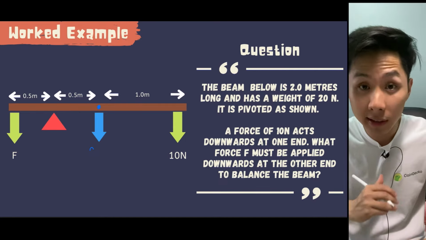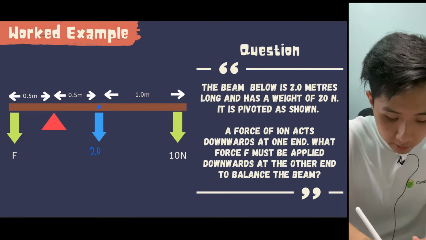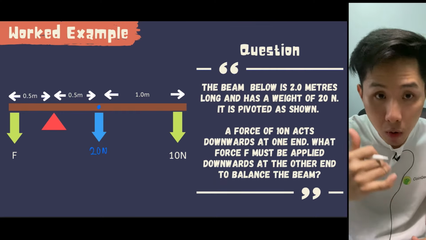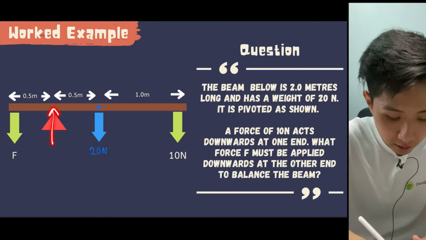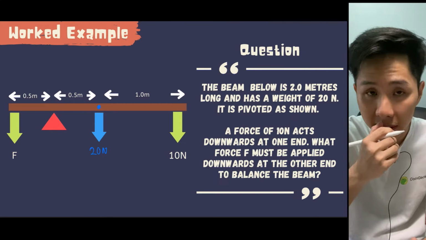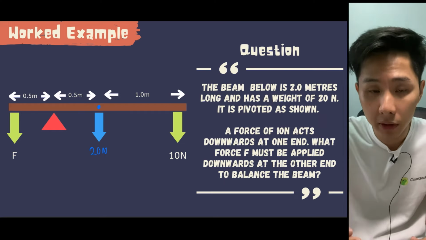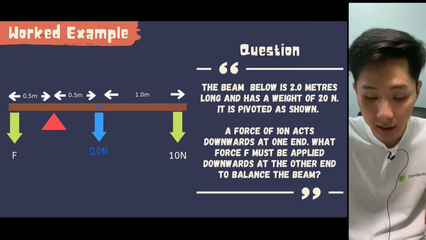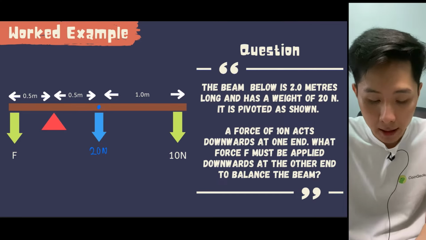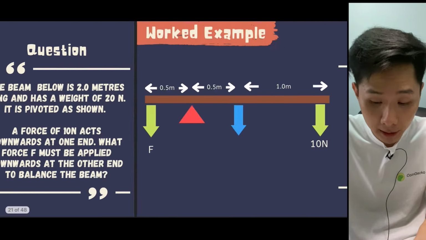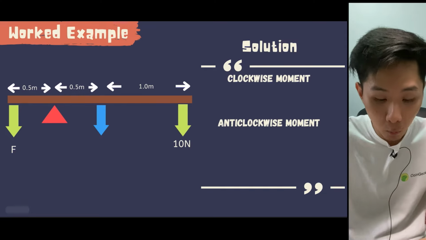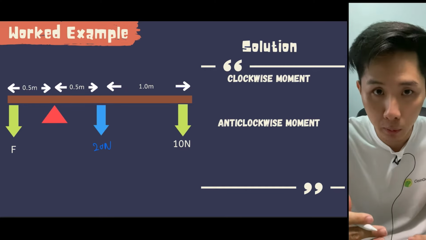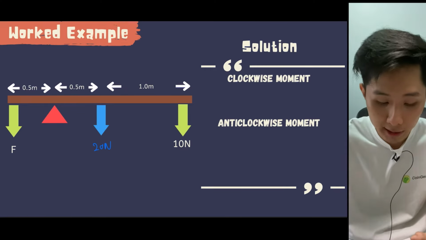Therefore, even though it's not stated in the question, we need to assume that there's 20 Newton, which is the weight of the rod, exerting a moment here at the pivot, which is here. Because currently the center of the rod is not at the pivot, therefore it is also exerting a moment here. This is when we need to take extra consideration. Beyond that, we can just do basically the same thing as we did. In order to find what F is here, we first calculate the clockwise moment, followed by the anti-clockwise moment.